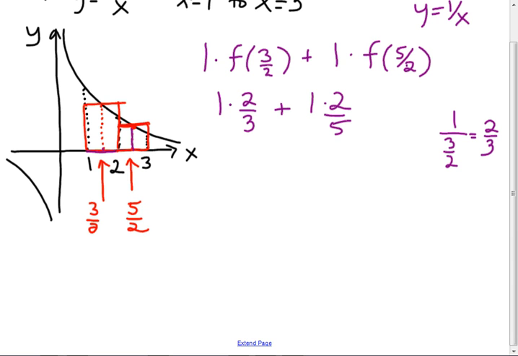So now I have to add up 2/3 plus 2/5. And yes, this can be a challenge. Common denominator. And it's not that hard. But if you had 4 of them, you'd have to have more common denominators. When in doubt, multiply the 2 denominators together. It always works. It's not always the simplest fraction.